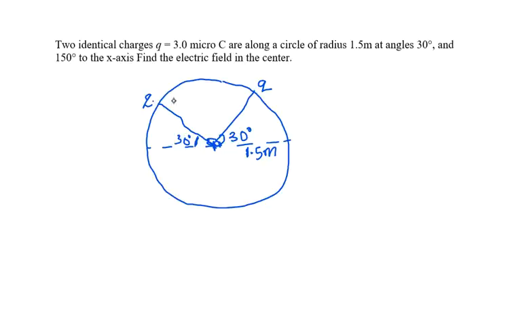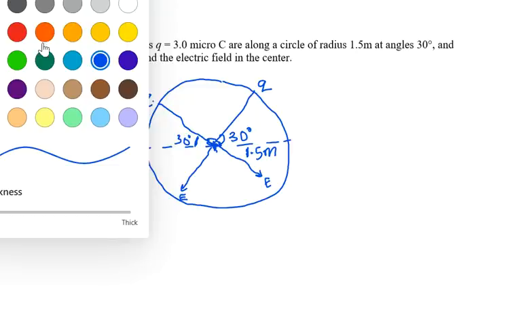Now we are asked to find the electric field at the center, this point. So we already have two charges placed at this angle, and they are all positive. And since they are all positive, then the electric field line will be going outward. Let's assume this is the field line for this E. Then another electric field line will be going outward from here as well, because it's positive. This is E. So let me change the color of my pen.